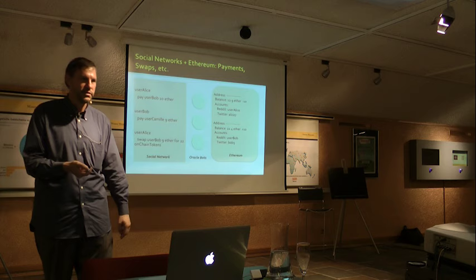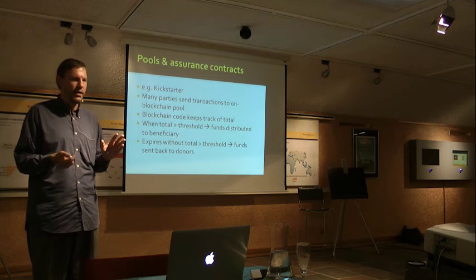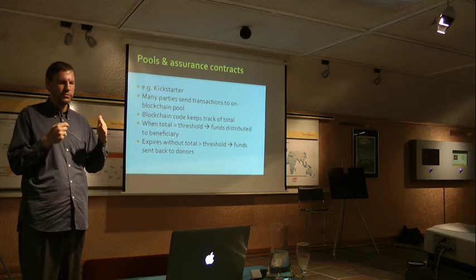So here's a really simple example of a kind of smart contract 101 example that we can use today. There's a lot of things that work like this. Kickstarter works like this. Groupon works kind of like this. It's basically many parties sending a transaction to an on-blockchain pool. So you're keeping a pool of funds on the blockchain.